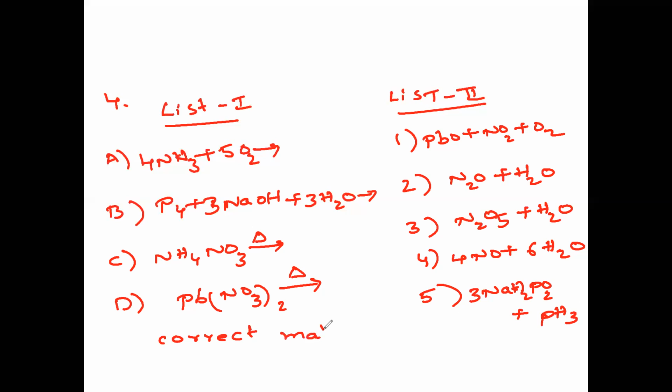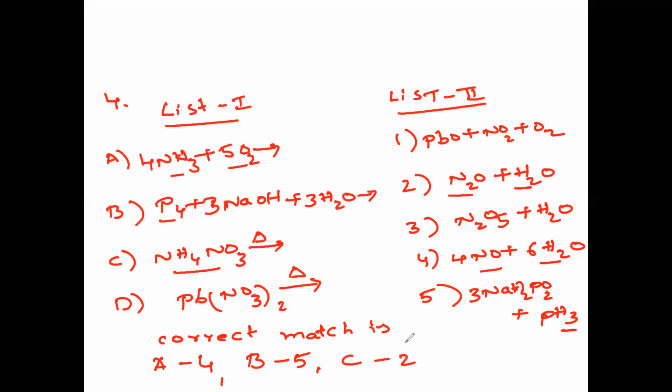The correct match is: A is 4, B is 5. A is NH3 plus 5O2 giving NO plus 6H2O, because ammonia on oxidation forms nitrogen monoxide. B is 5 because phosphorus is there, so it forms phosphine. And C is 2, that is ammonium nitrate on heating strongly, it forms nitrous oxide plus water. And D is 1. So this is the right answer.